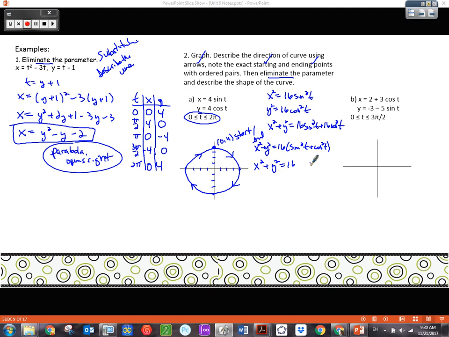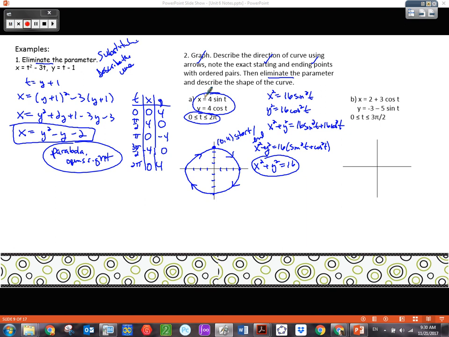Much more recognizable, right? We recognize what that is. That is a circle of radius 4, which is exactly what we drew. So this is rectangular form for a circle of radius 4. This right here, that's my rectangular form. This is parametric form for a circle of radius 4.